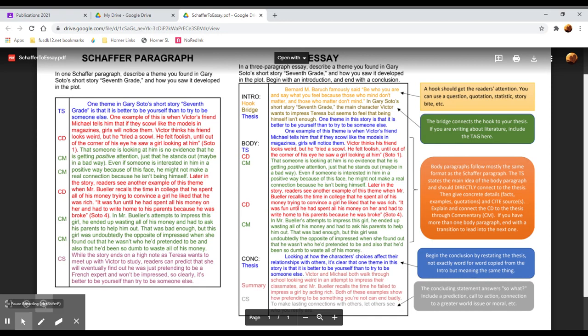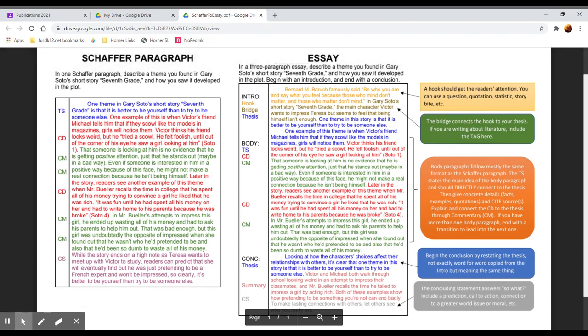So as you can see, a lot of the strategies that we used with the Schaefer paragraph are still applicable in an essay. You just spend a little more time setting it up and closing it, and then potentially you have multiple body paragraphs, so you're able to split up different parts of your rationale.